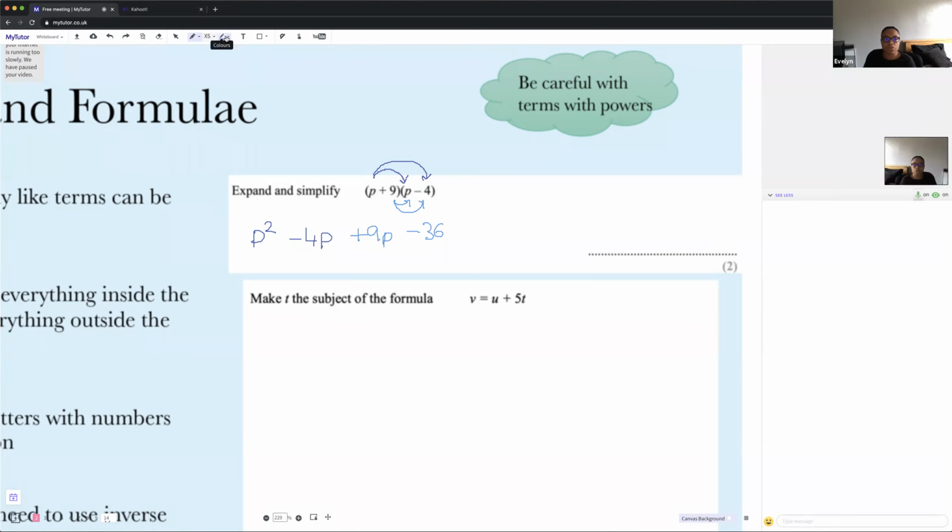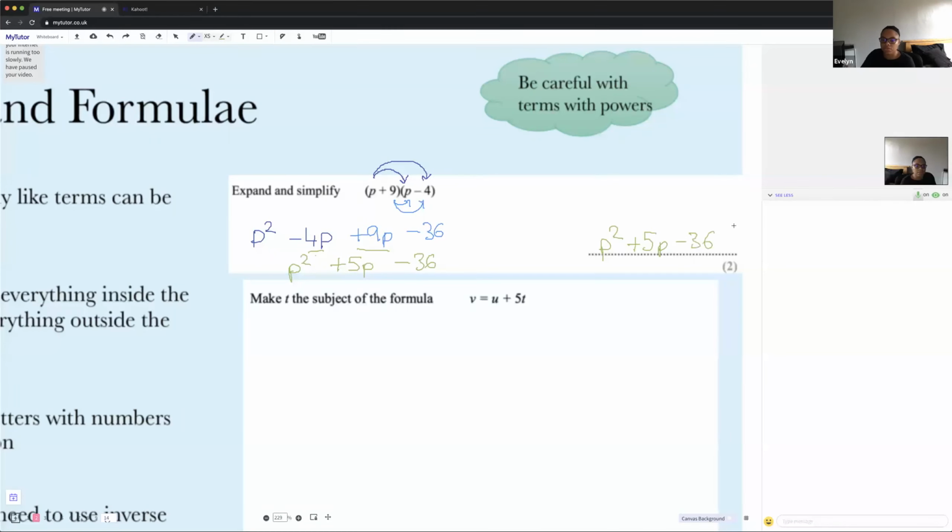We've got 2 terms in here which have a p in them. We've got minus 4p and we've got plus 9p. If we simplify those two together, minus 4p plus 9p is plus 5p, because minus 4 plus 9 is 5. And then we can't simplify the p squared anymore, and we can't simplify the numbers anymore. So that would be our final answer, p squared plus 5p minus 36.